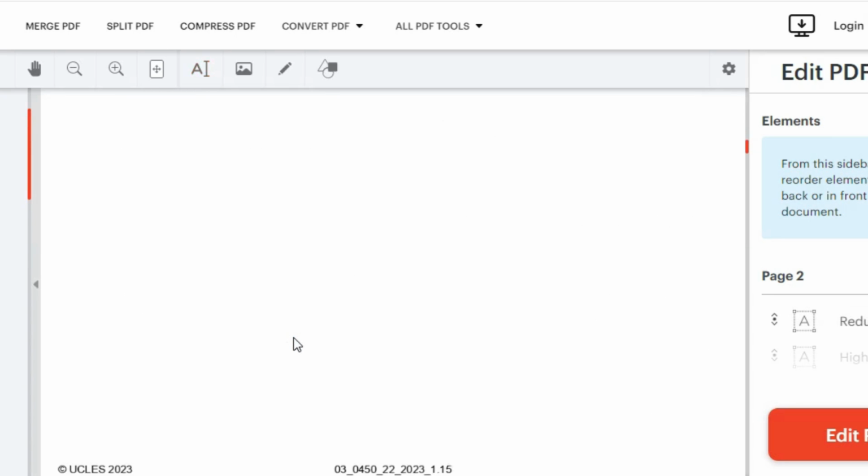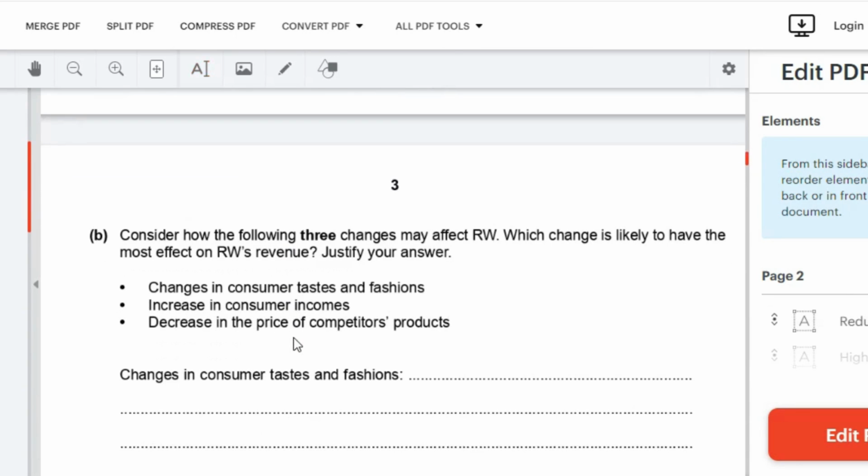Now let's see the next question we have here. We have 1B. Question B says, consider how the following three changes may affect RW, that is the above company, and which change is likely to have the most effect on their revenue. And they ask you to justify your answer here. To answer this question, assuming these things were not listed below here, you have to list them out before giving your explanation or views on it.